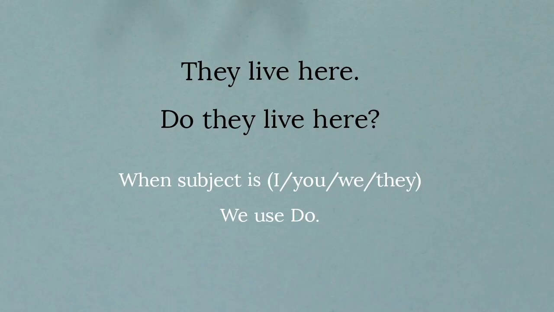Now, I'll talk about one possible question form for present simple tense by using do and does. Let's look into some examples. The first example says, they live here. Now, this is not a question. So, in order to change this in a question, all I have to do is to add do in the beginning and a question mark at the end. So, when the subject is I, you, we, they, we use do in the beginning of the sentence to change it into a question.